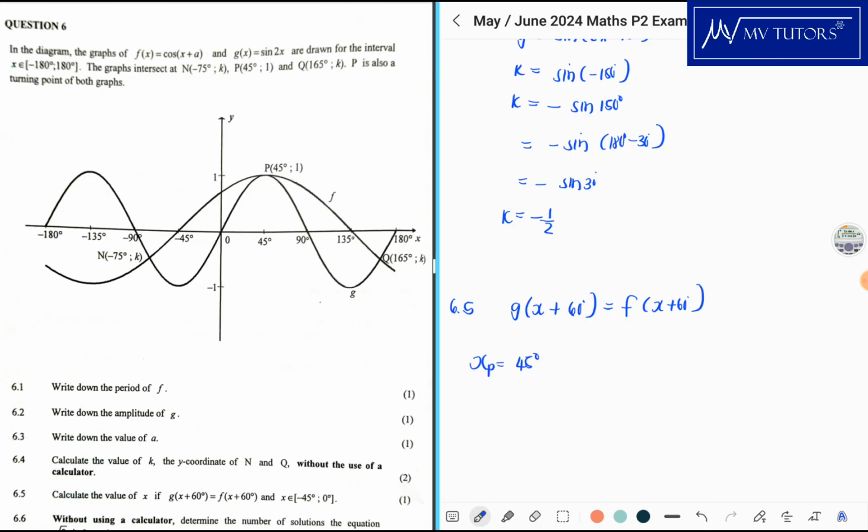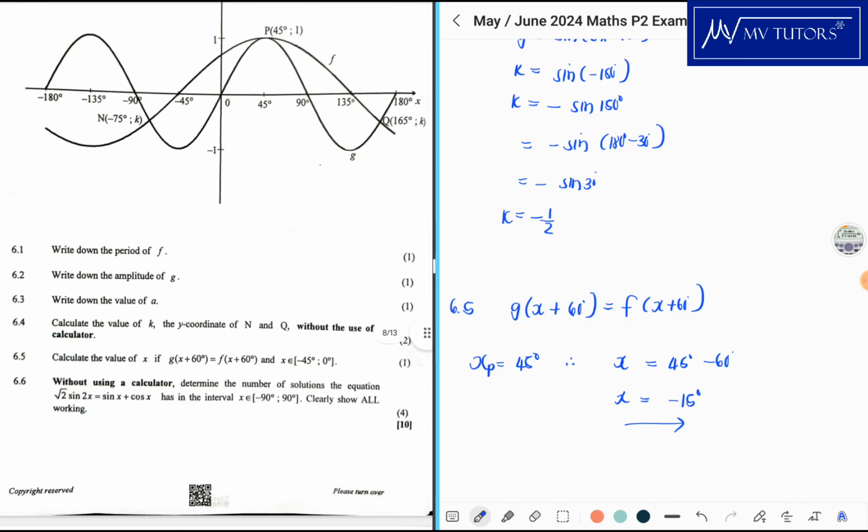Now, if they're shifting 60 degrees to the left, we will have to subtract 60. So therefore, x is equal to 45 degrees minus 60. And what's 45 minus 60? It's negative 15 degrees. So that is the value for x. And you can see it's 1 mark.